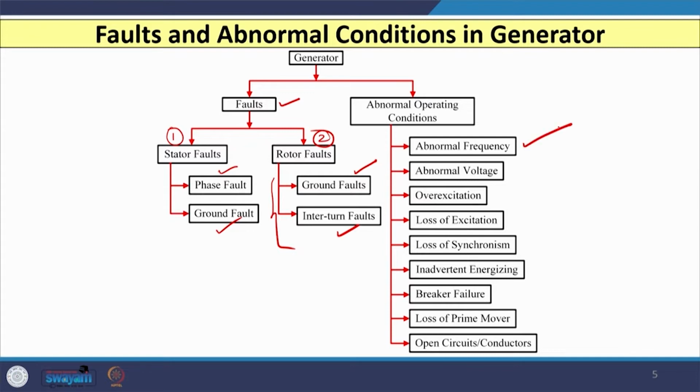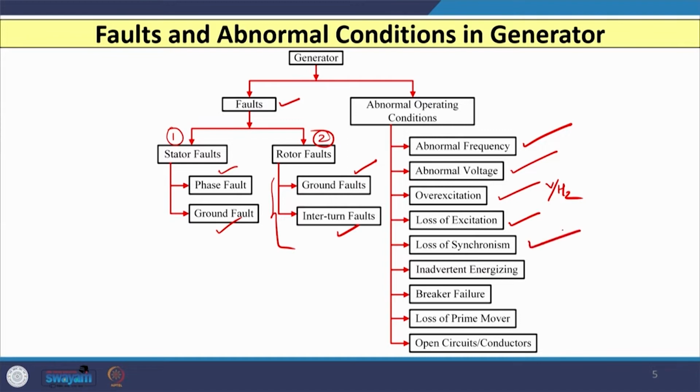So, under frequency or over frequency, abnormal voltage. So, under voltage, over voltage, over excitation condition is also there, which is known as the voltage by frequency, V by hertz. Loss of excitation is also there. So, if there is a fault inside the excitation, or if excitation is completely lost, or if excitation is partially lost, then we need to detect it, and if required, we need to also open the field breaker.